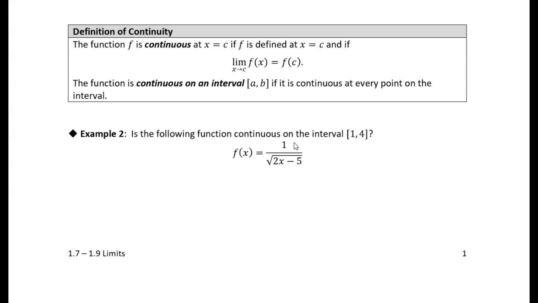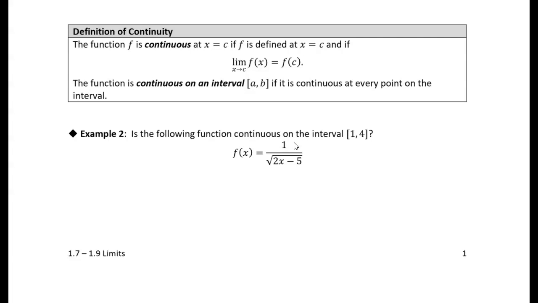Okay, so if a function is continuous on an interval, then at every point in that interval, we can do that same thing, right? We could pick any point in that interval and evaluate the function, or sneak up on it from either side and get the same value. So this example 2 is just an example of how we can evaluate continuity.